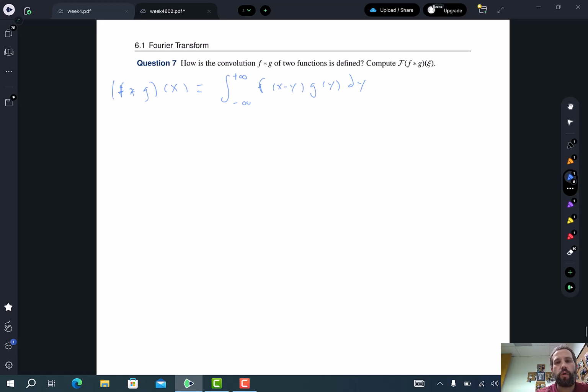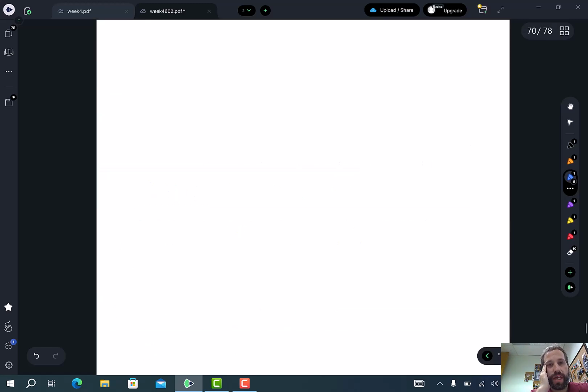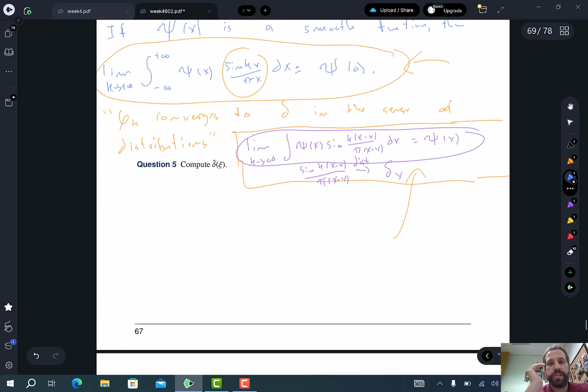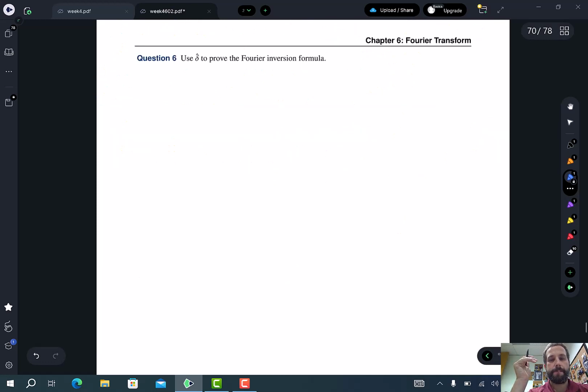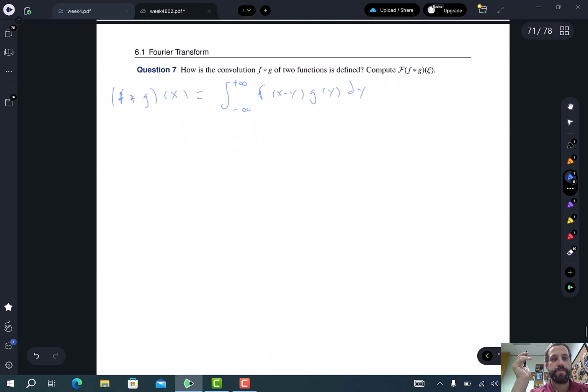And now we want to compute the Fourier transform of the convolution. When I say that, you're given two functions, f and g, and you get something that's smooth. It sort of smooths things out. And actually, if we come back to our example here, talking about weighted averages, notice that we can view something like this as a convolution of psi with the function sine kx over pi x. And now we're letting the limit as k goes to infinity, and we're looking at weighted averages of psi centered at x. So that's one way to think about it.